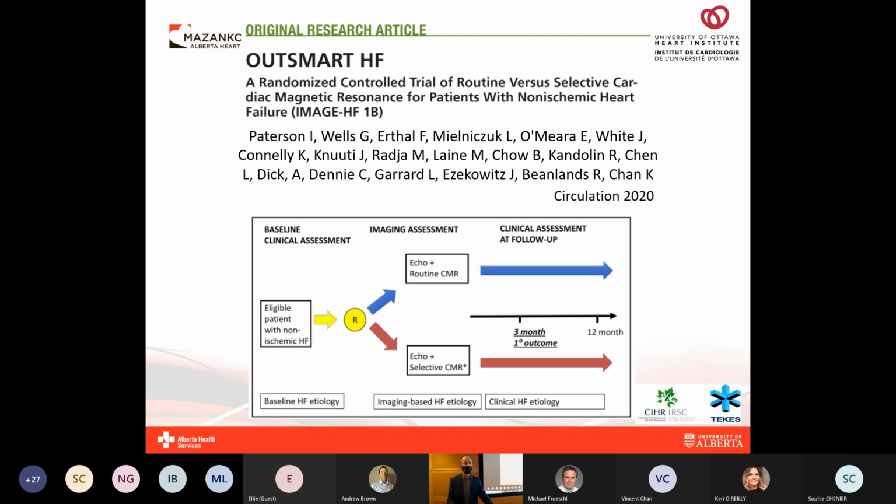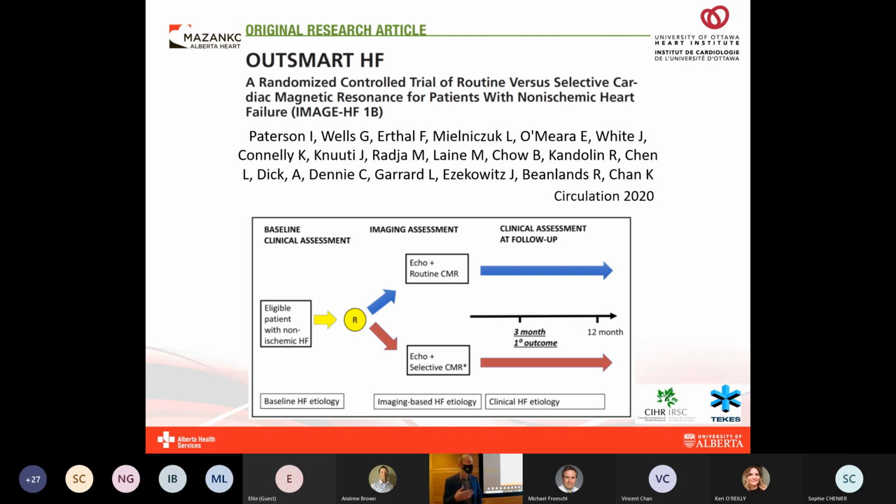So at this point, I've said MRI has a lot of use in patients with heart failure and non-ischemic heart failure in particular. So why don't we just do MRI in every patient that we suspect of having non-ischemic heart failure? Well, we tried to answer this question with the IMAGE heart failure study, which Rob, as you all know, led. This was a randomized controlled trial, multi-center, and we hypothesized that routine cardiac MRI would yield more specific diagnoses of heart failure than selective use, which is the use that we're doing now. We're using it selectively.